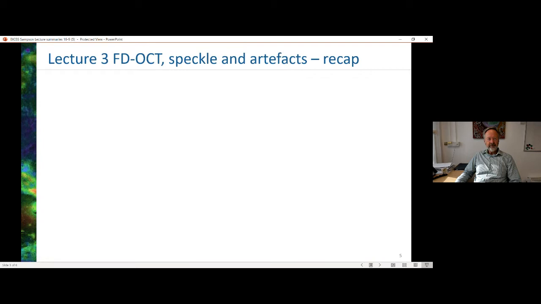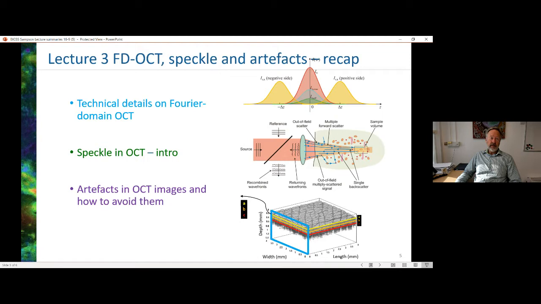And as I said, we covered those three sets of technical details, different perspectives. Speckle is a subject which leading lights of our discipline, such as Joseph Goodman, have spent a good deal of their careers studying. It's a rich topic. We just scratched the surface. And then we also dealt with the technical details of Fourier domain OCT, as well as some surprising artifacts, I think, which catch us all by surprise on occasions.